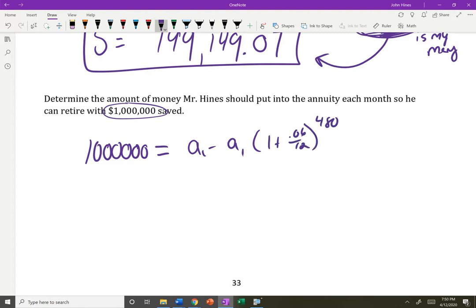I'm still retiring 40 years from now. I'm still compounding at that same interest rate. The only thing that changed is I'm equaling $1 million. I don't know how much money I have. So we solve it just like we did above. I clean up that denominator. I'm going to figure out what this denominator is and multiply it up.